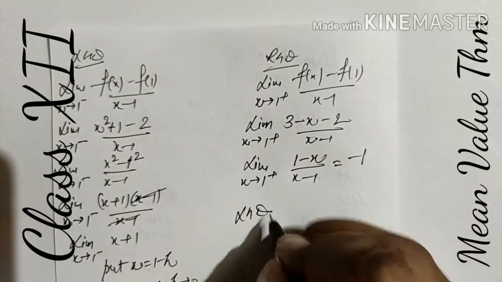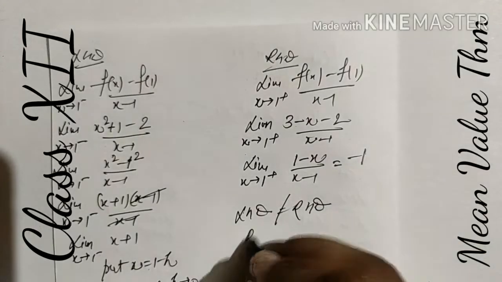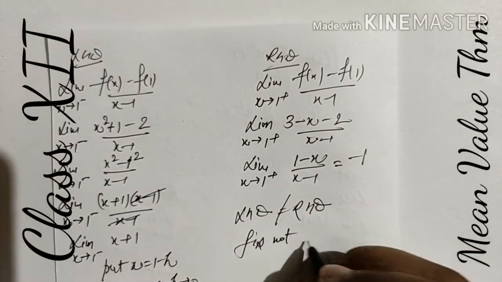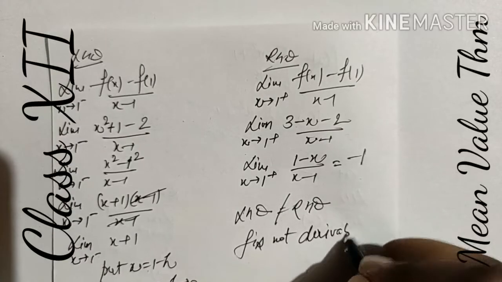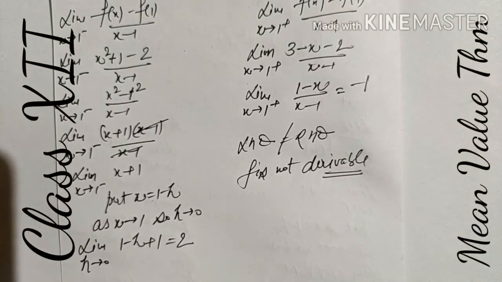Here left hand derivative is 2, but right hand derivative is minus 1. Not equal means f is not derivable. So there is no need to check other steps. So Rolle's theorem is not applicable here.